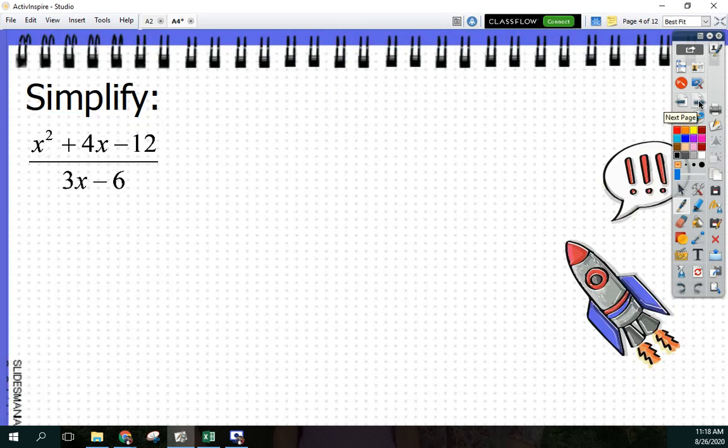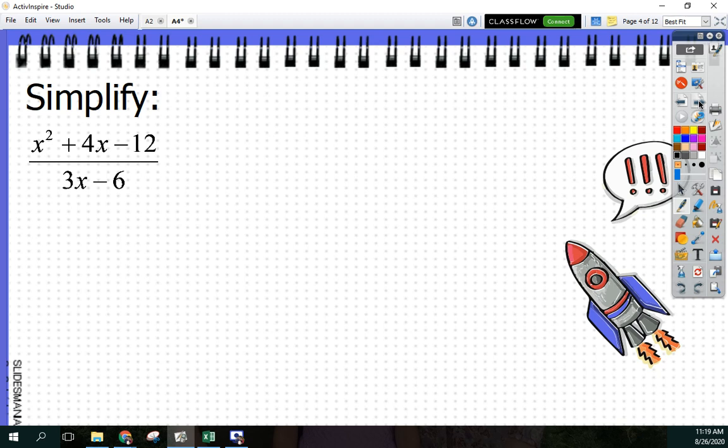All right, next up, it's still a rational expression, but this time we have a trinomial on top and a binomial on bottom. So notice that we have more terms this time. We're still looking for common factors. The only difference is that we're actually going to have to factor these expressions in order to be able to see those common factors. So we've gone over a little bit of factoring, and so hopefully now we can use those factoring skills to help us reduce these expressions.